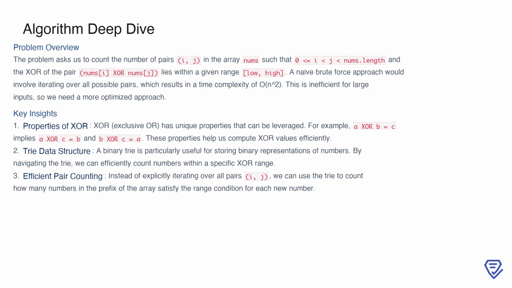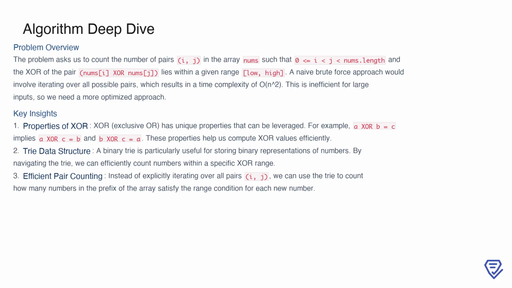First, we use the properties of XOR. For instance, the relationship A XOR B equals C allows us to derive A XOR C equals B and B XOR C equals A. These properties are important because they let us manipulate the XOR equation to find missing values efficiently. Additionally, we use a binary tree data structure to store the binary representations of numbers. This tree allows us to efficiently navigate and count numbers that satisfy the XOR range condition.